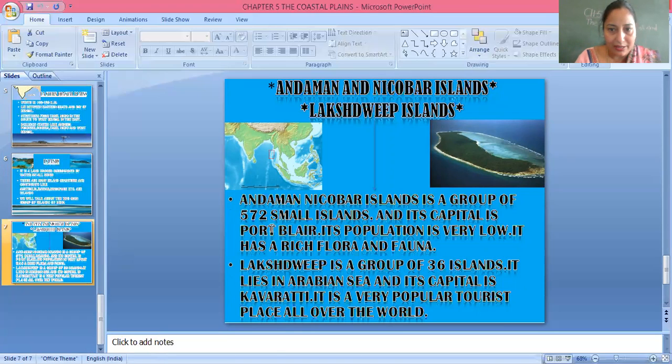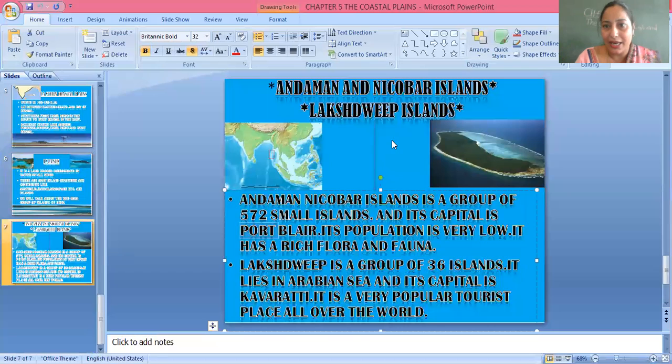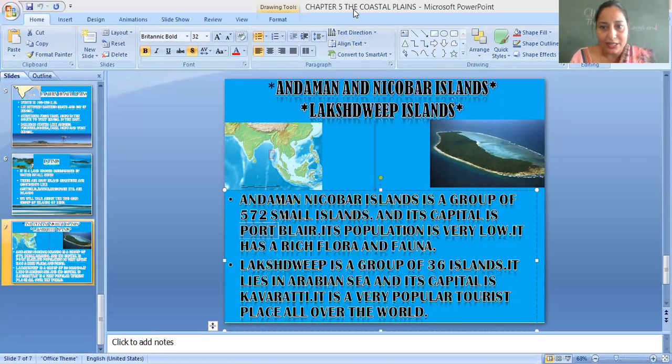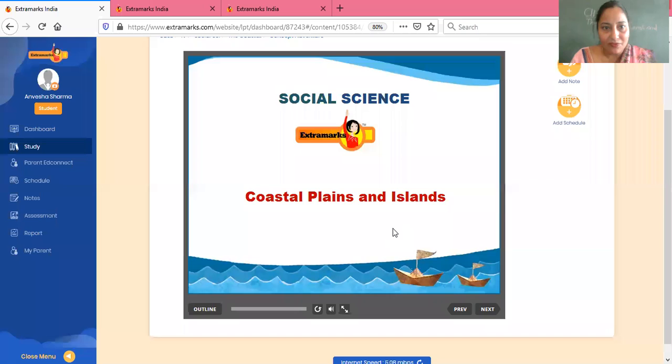It has flora and fauna, animal kingdoms, few kinds of plants. Next, Lakshadweep is a group of 36 islands. It lies in the Arabian Sea and its capital is Kavaratti. It's a very popular tourist place all over the world. These are our two main groups of islands, the Andaman and Nicobar Islands and the Lakshadweep Islands. The Andaman and Nicobar Islands have 572 small islands.